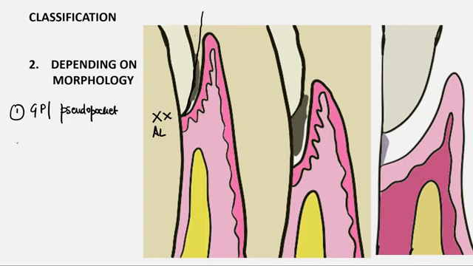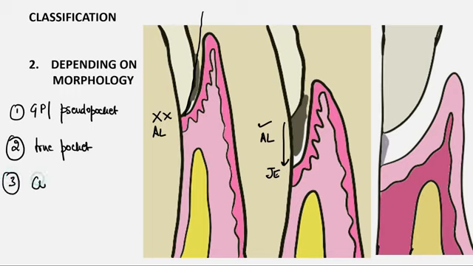The second category is the obvious category, which is a true pocket. In a true pocket, there is presence of attachment loss. There is apical shift of the junctional epithelium. There can be bone loss which can also be seen. So all the clinical features of a pocket per se are present in a true pocket. The third category is a combination, the combined pocket. Here there is presence of gingival overgrowth as well as attachment loss.